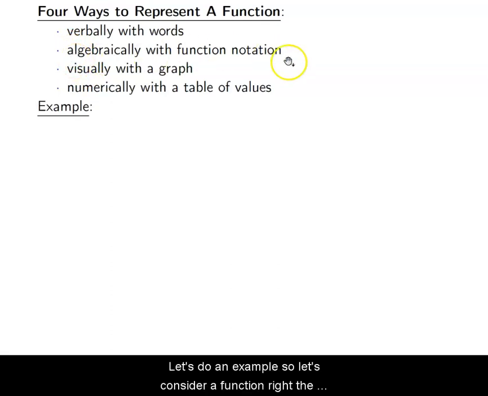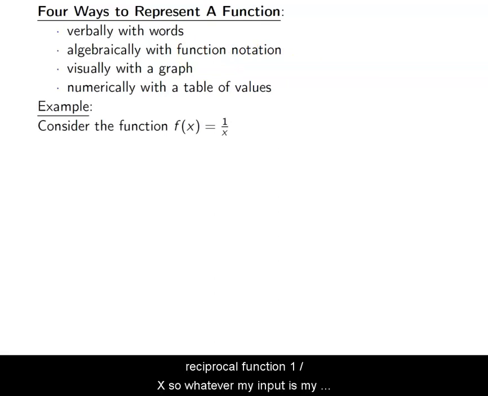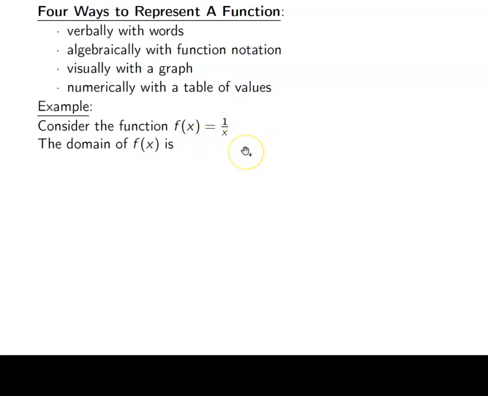So let's do an example, okay? Let's consider a function, right? The reciprocal function, 1 over x. So whatever my input is, my output is the reciprocal of that. So if I plug in 5, my output is 1 over 5, right?